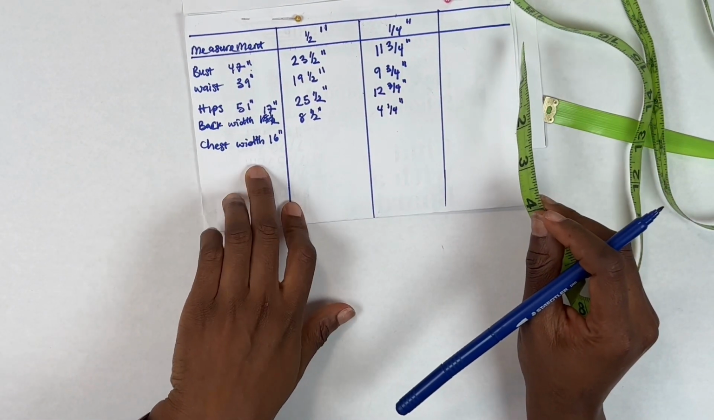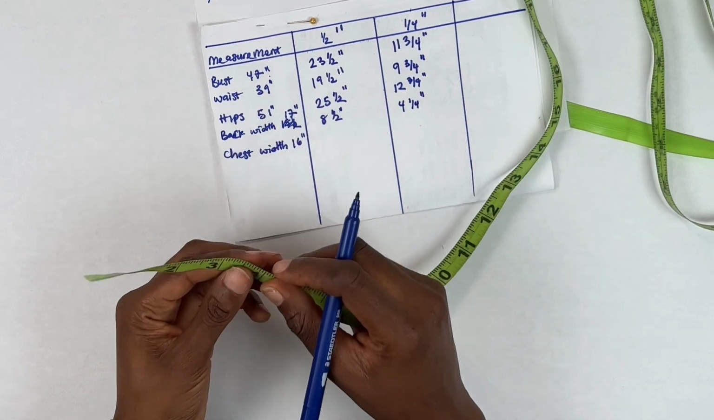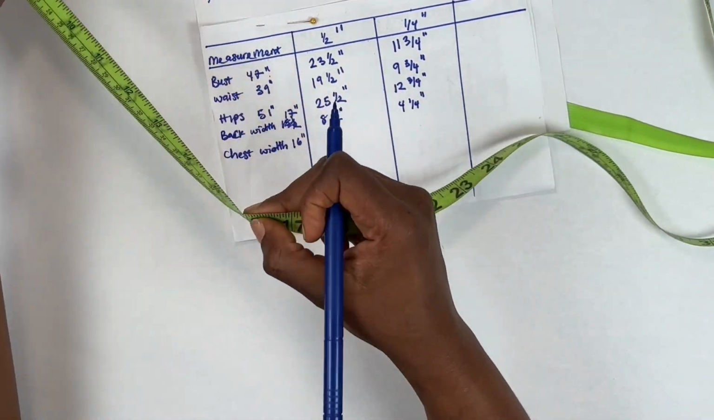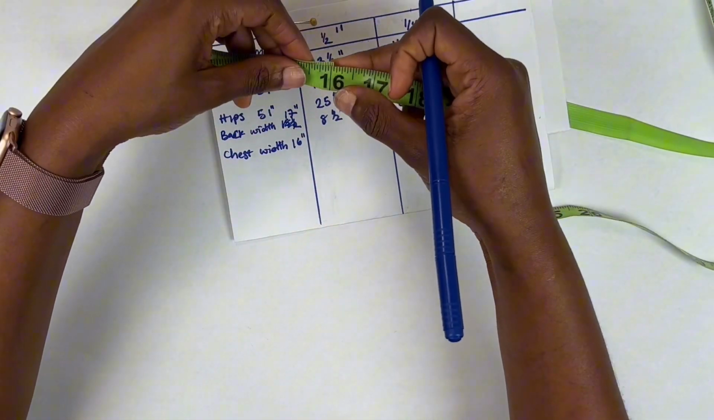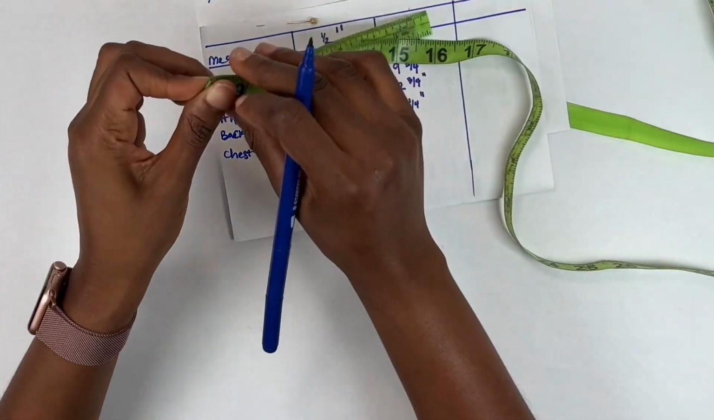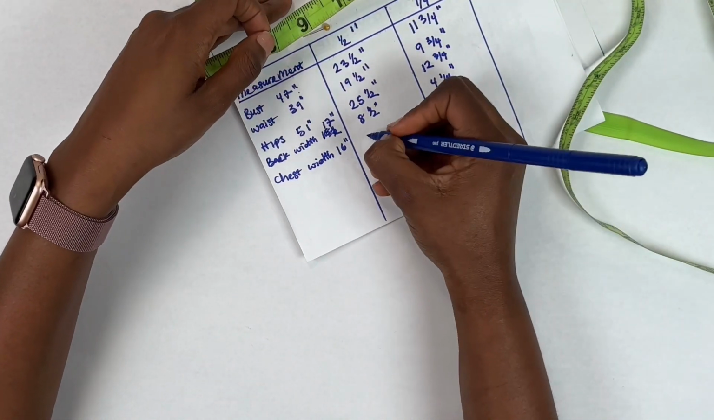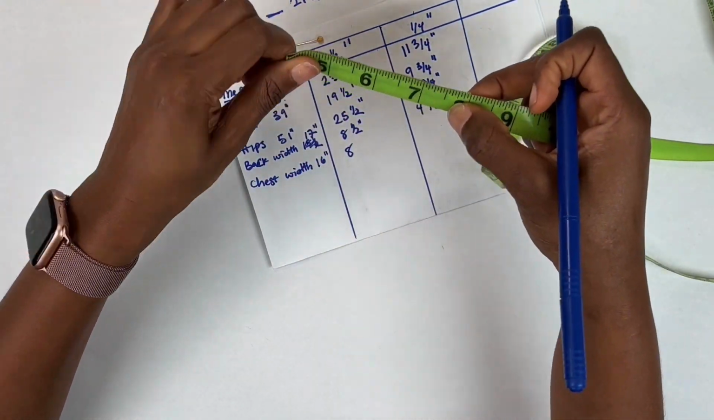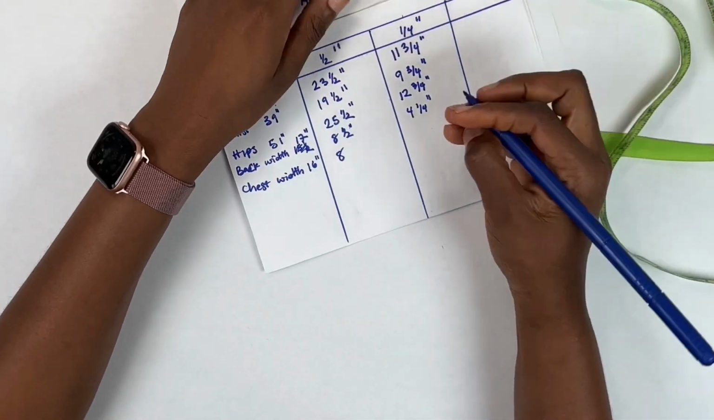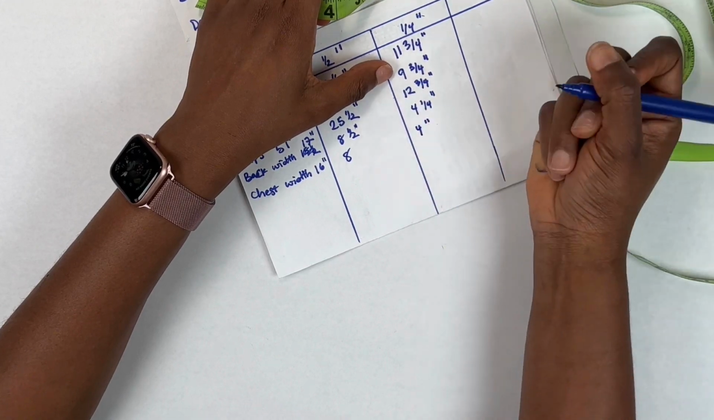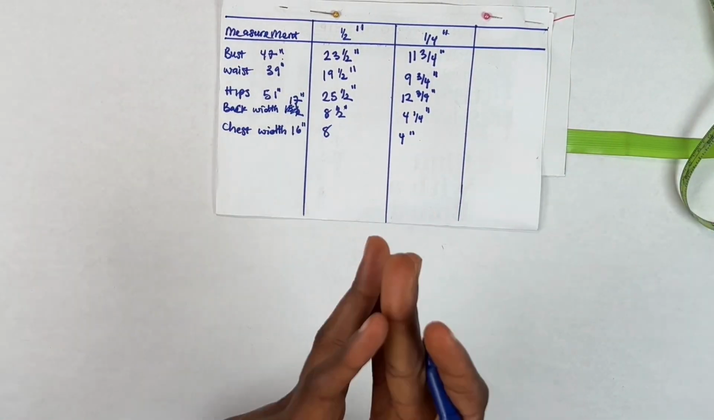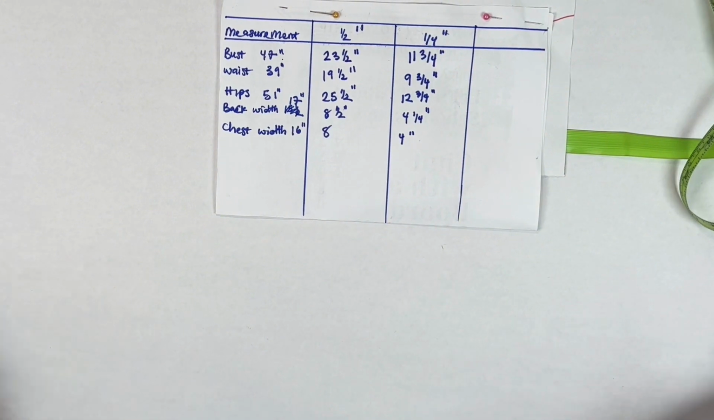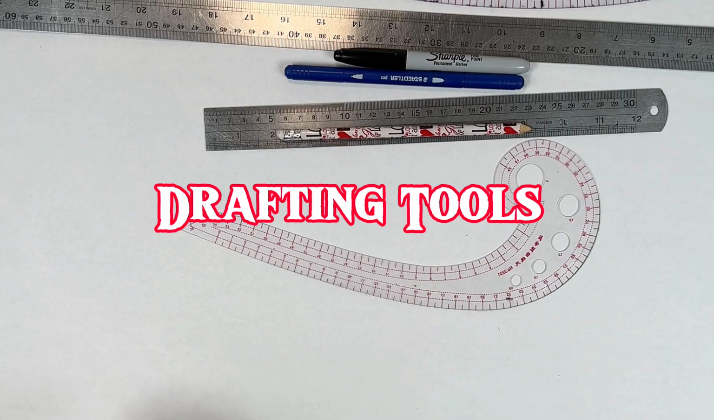Next, we're dividing the chest width, which is 16 inches. So 16, that is 8 inches. And then half of that is 4. However you guys are able to do it, if you want to use your calculator, that's fine too. But this is the method I like to use.